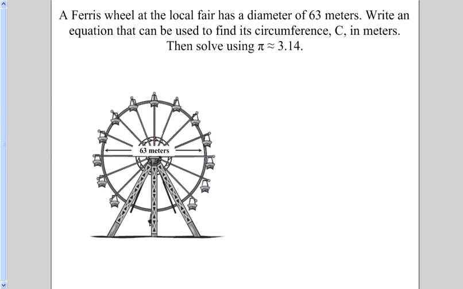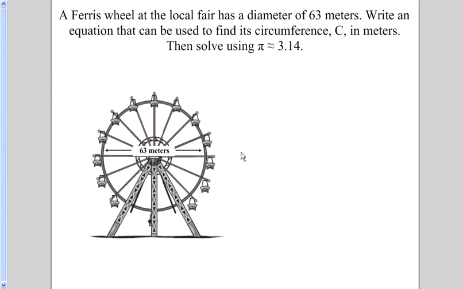And that is a pattern that people have noticed for thousands of years. That number, a little bit more than 3, is something that people have called pi. And we can see it in this example over here. We know that this Ferris wheel has a diameter, a measurement from one side to the other side, passing through the center, of 63 meters.